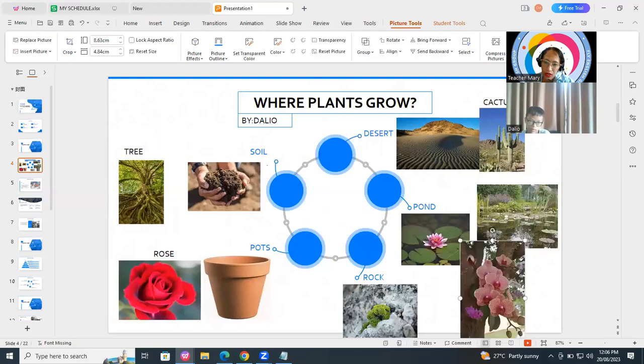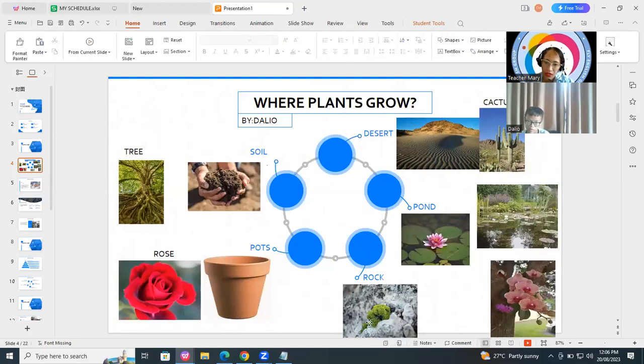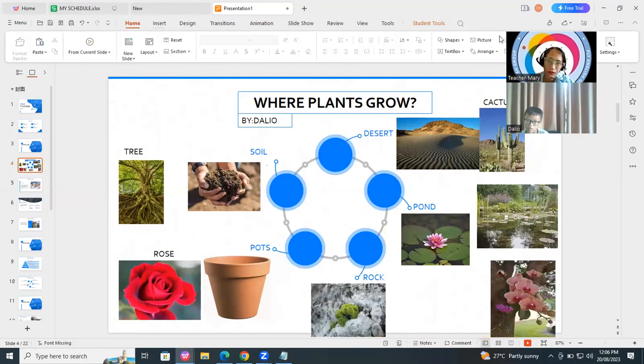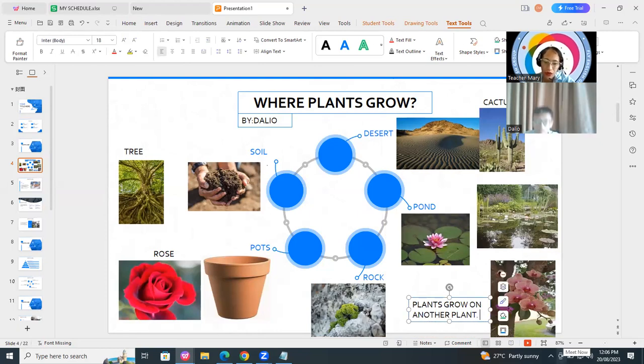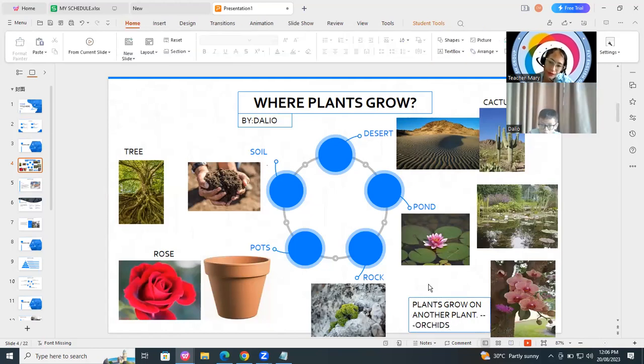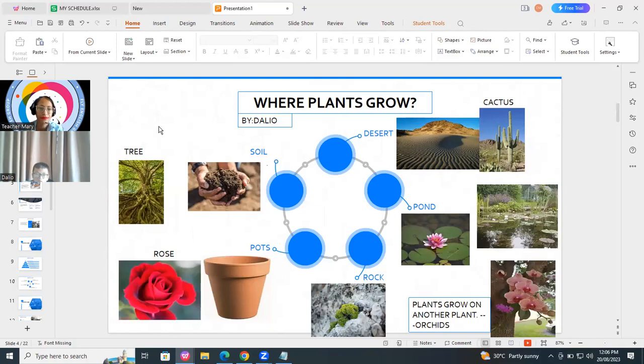Now, okay, you've got here now your where do plants grow. Wait, I'm gonna write here. Plants grow on another plant. Plants grow on another plant, okay? An example of that is an orchid. All right. So, do you want to add more, Dalio, or you want to present now your mind map? Okay, you can start presenting now your mind map.